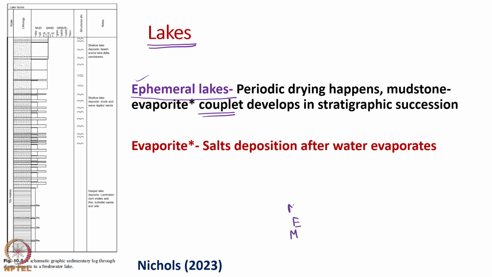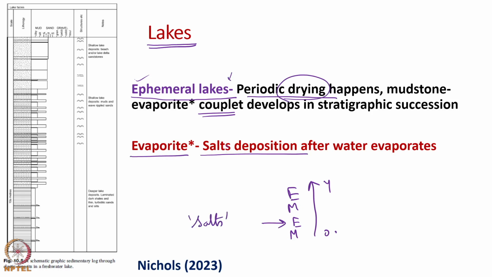Mudstone, evaporite. In this way, a succession can develop in the case of an ephemeral lake where periodic drying happens. When this drying happens, the evaporite gets deposited. These are the different kinds of salts. Evaporites are salt deposits left after the water evaporates.